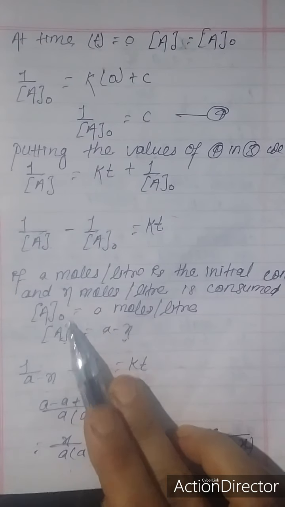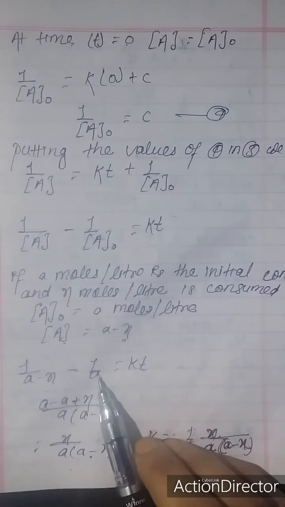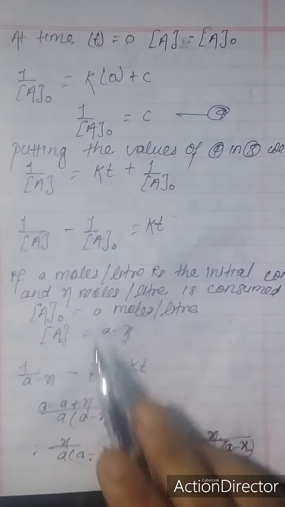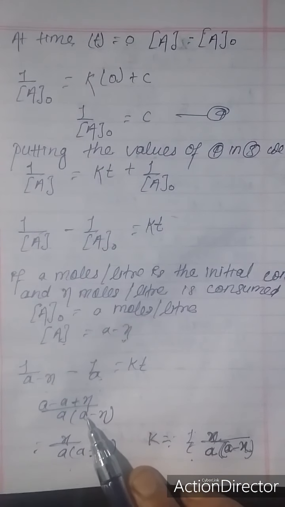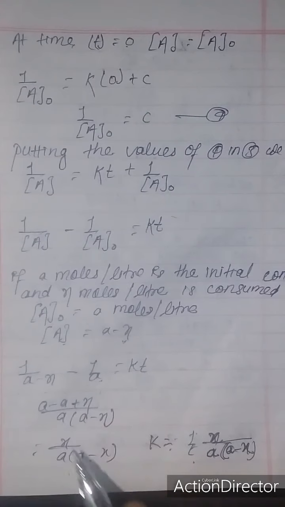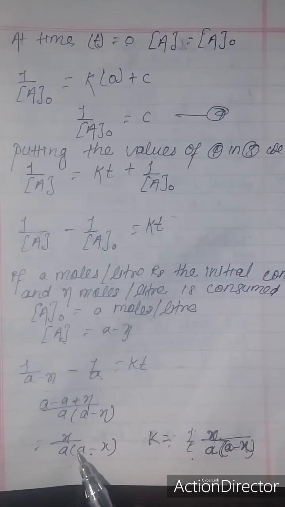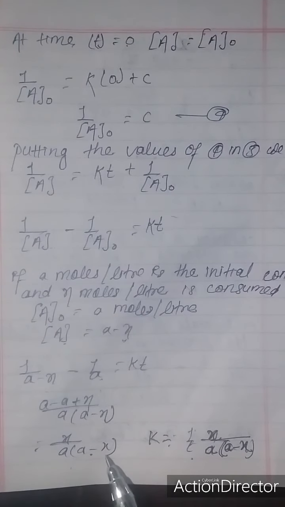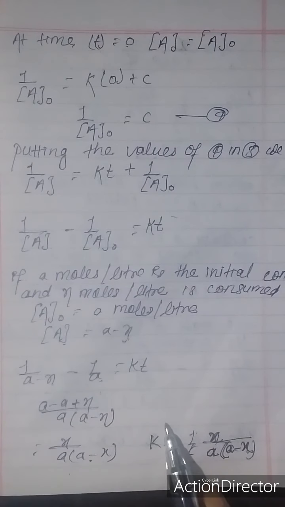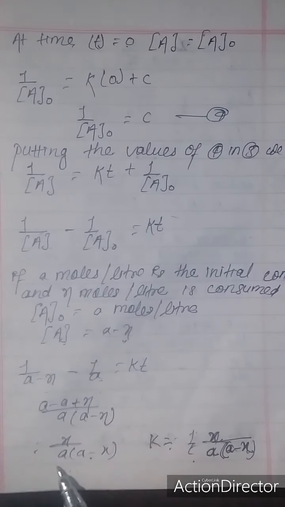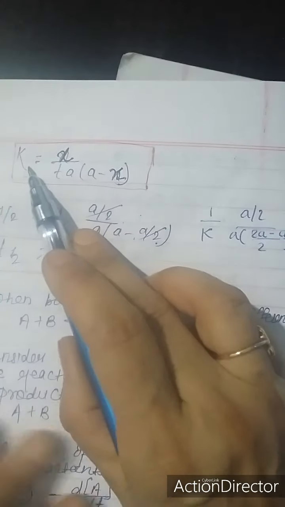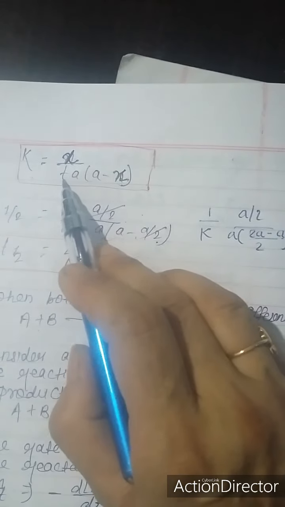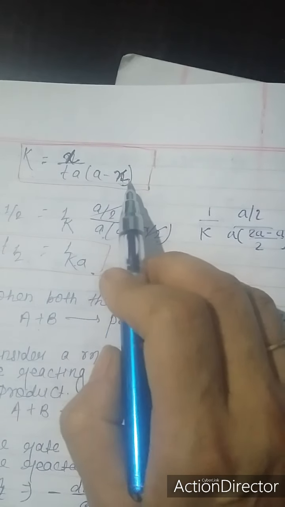So instead of 1 upon A naught I am writing 1 upon A, and instead of the final concentration I am writing 1 upon A minus X. We will take the LCM of this, it will get cancelled, and I am left with X upon A into A minus X. So that will be equal to KT. So K will be equal to, now T will come this side, so it will be 1 upon T into X upon A into A minus X. So you are left with K is equal to X upon T A into A minus X.